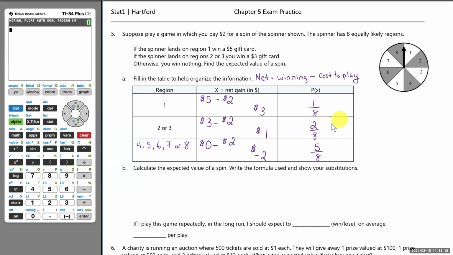All right, and you can always check your numerators, make sure that they add up to 8, so you know you've accounted for the whole spinner. So 1 region plus 2 regions plus 5 regions gets you all 8 regions. All right, so we're good with our table, and then we're ready for expected value.